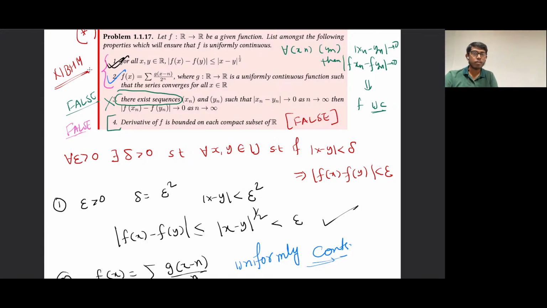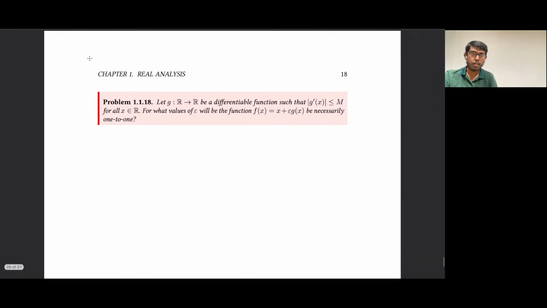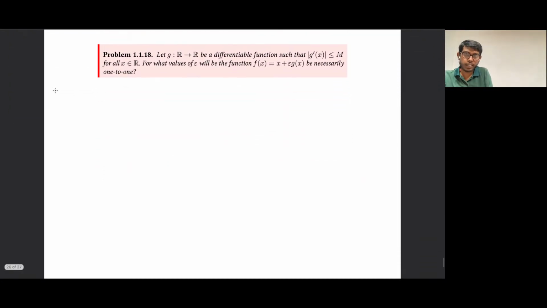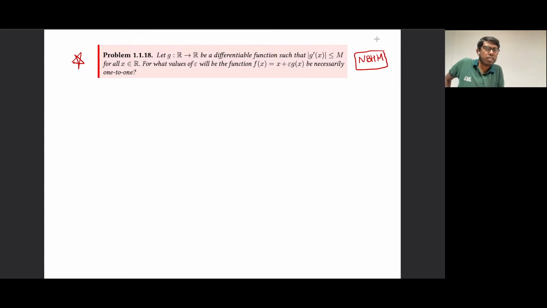Okay, so let's start with problem 18. Any thoughts about this problem? I have not given any options. It was just asked in NBHM, so I took it directly from there. Let's do this. This is a very nice and very easy problem as well.